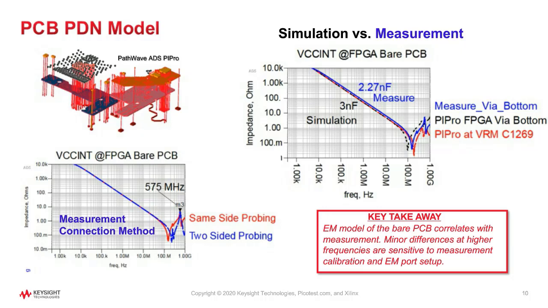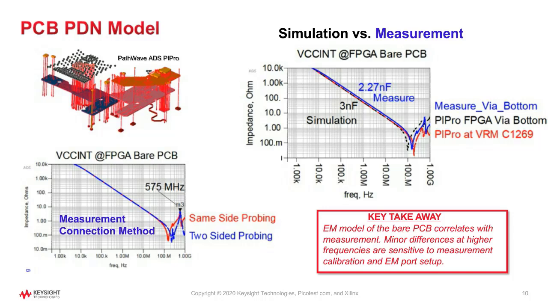The best way to validate the accuracy of the EM model is to make a measurement of the bare PCB with no capacitors attached. The measurement of the impedance at the FPGA, shown in the bottom left graph, shows that the high-frequency behavior is very sensitive to how the two ports are connected to the measurement point.